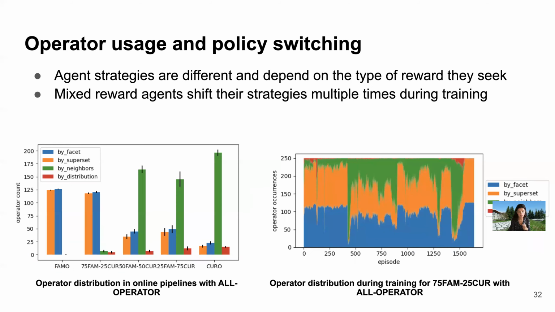And the second main observation is that if I look at the bottom left here, my histogram is showing me deployment time. So I've already pre-trained my different agents. And I can see here, at deployment time, a different tendency to use different operators. For instance, familiarity only is really only going to be doing by facet and by superset, while a mix of familiarity and curiosity, like the middle bars, are going to make full use, basically, of the operators that I have.